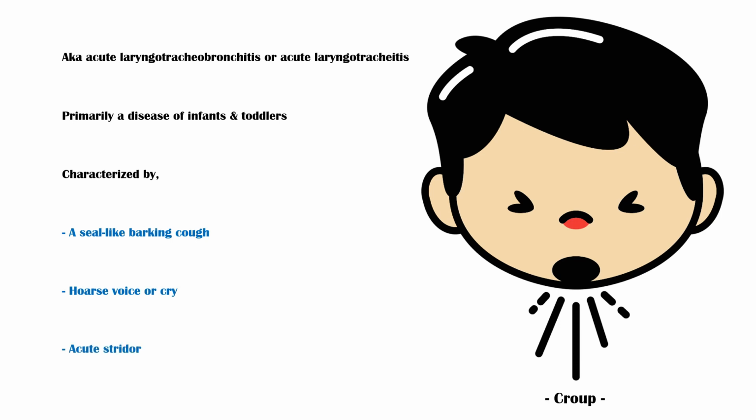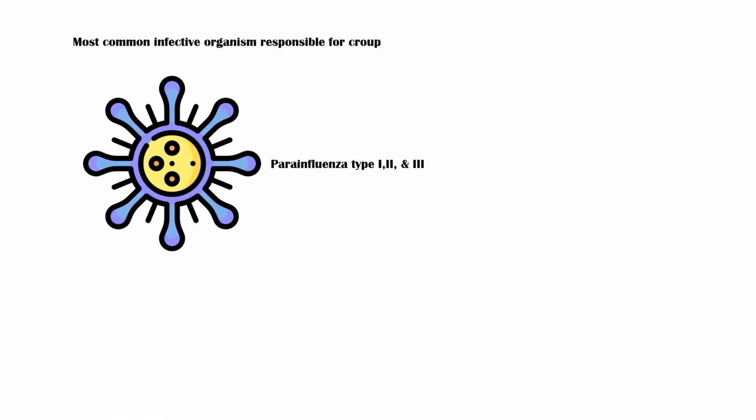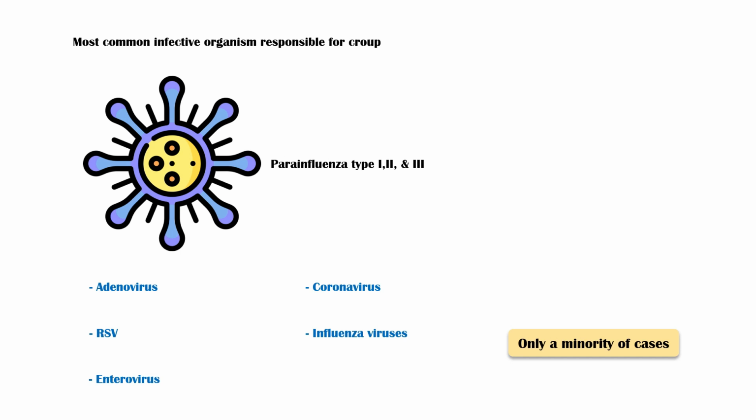Most common infective organisms responsible for croup are parainfluenza virus type 1, 2, and 3. Adenovirus, RSV, enterovirus, coronavirus, and influenza viruses account for only a minority of cases.